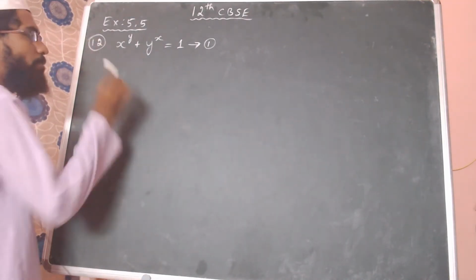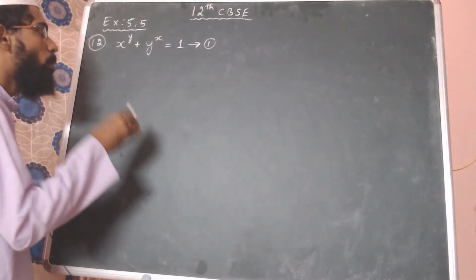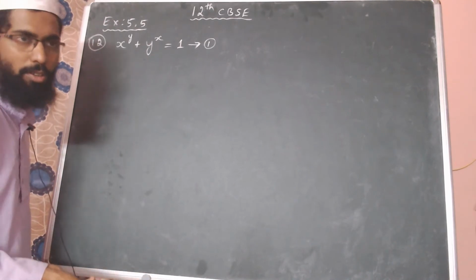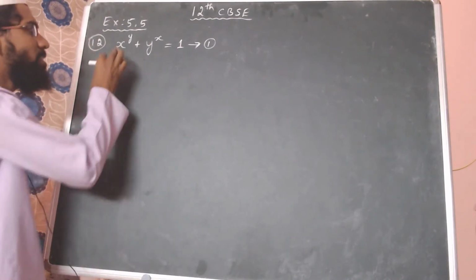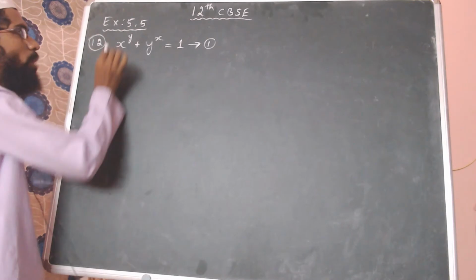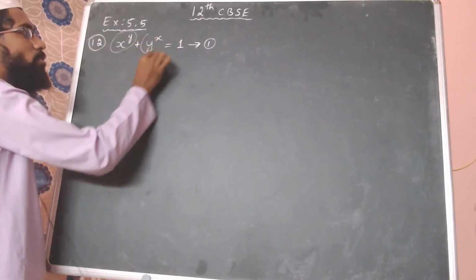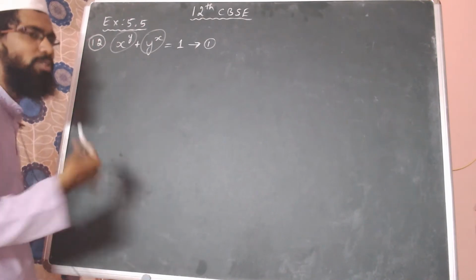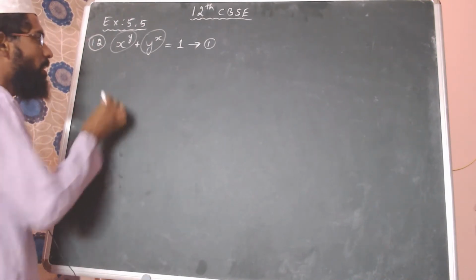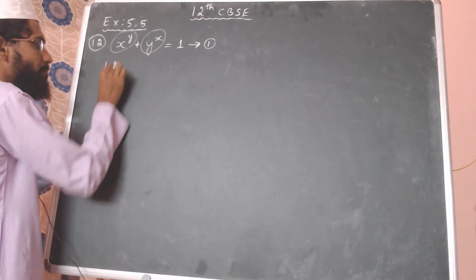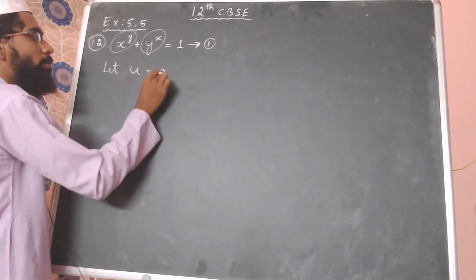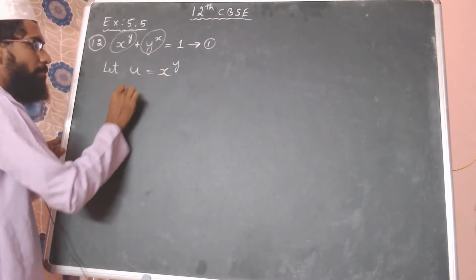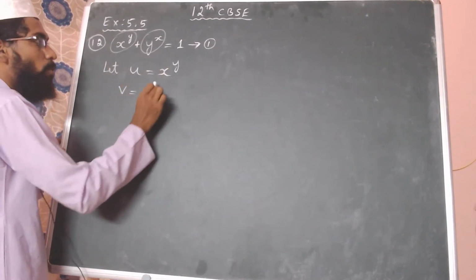So before taking log on both sides, since it is a monomial, we can directly take log on both sides. But since it is a binomial, what do I have to do? I have to take this to be my u and this to be my v. Not the uv formula, the product rule formula, that is different. You can use any variable for this. I am using u and v. So let u equal x power y, and v equal y power x.